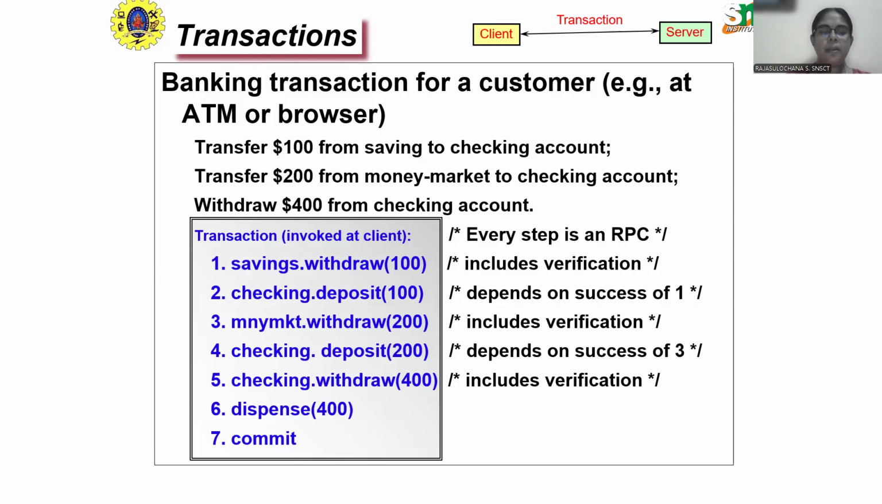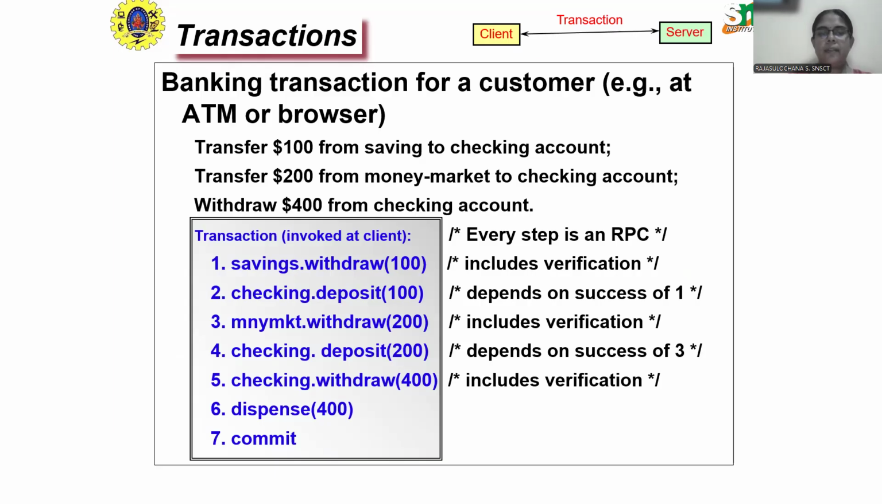In the first step, he is transferring 100. In the second step, he is transferring 200 rupees. And in the third step, he is withdrawing 400 rupees. So these 3 steps are happening between the client and the server machine. So this is an example for transaction.